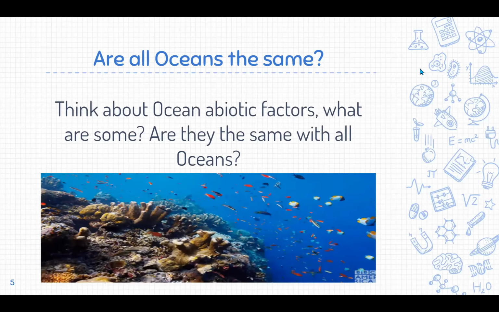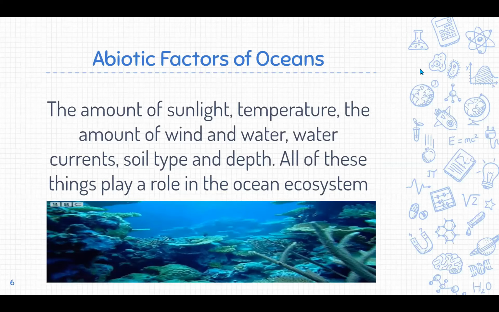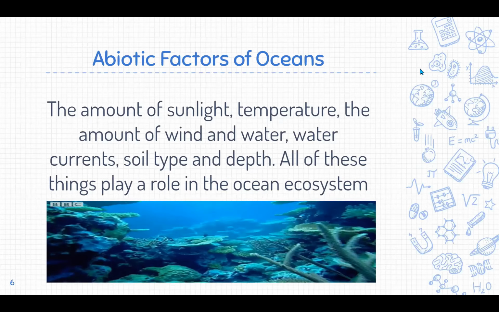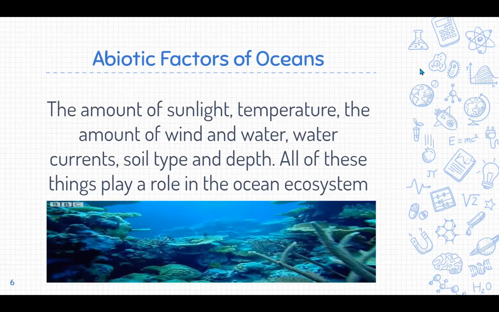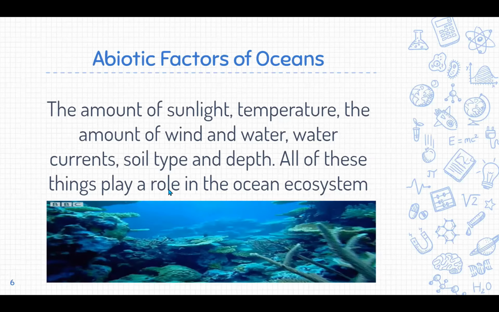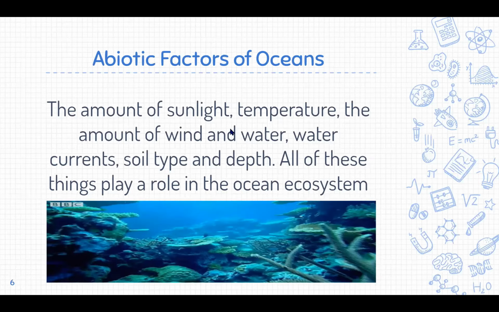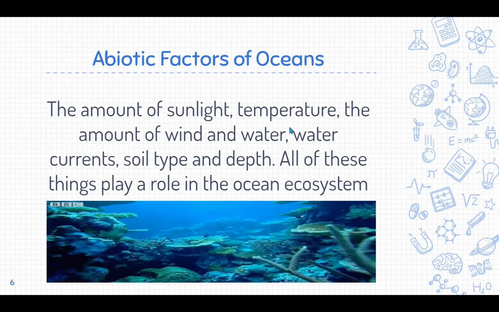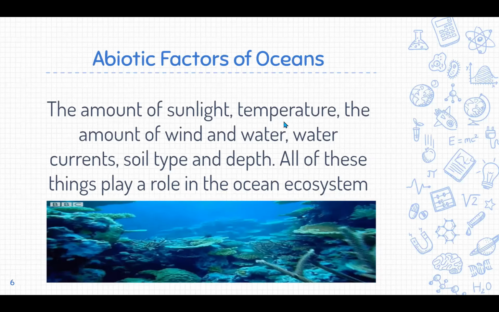But what I want you to know is that you have things like the amount of sunlight, temperature, amount of wind and water in an area. There's water currents, the soil type, and the depth. All of these things play a role in an ecosystem. It's quite similar to a rainforest, right? You've got sunlight, which can affect what grows there. How hot it is affects what grows there. If it's too windy, it's going to affect it. If there's not enough water, water currents.